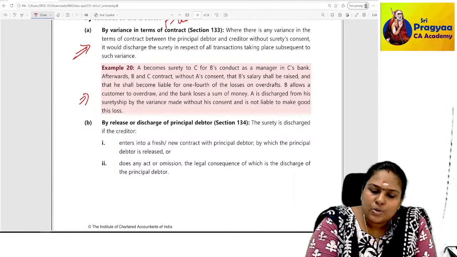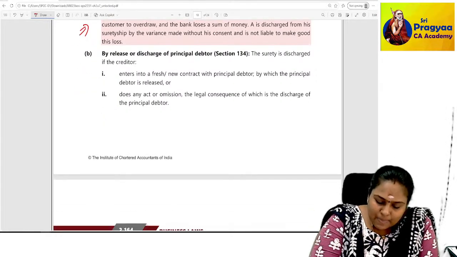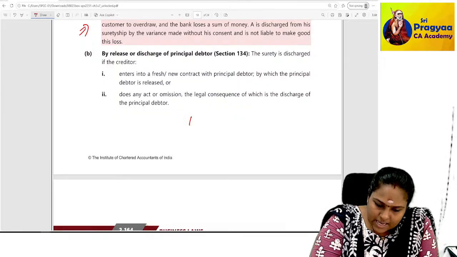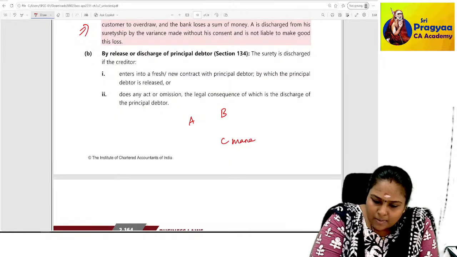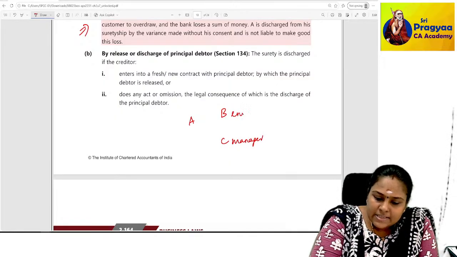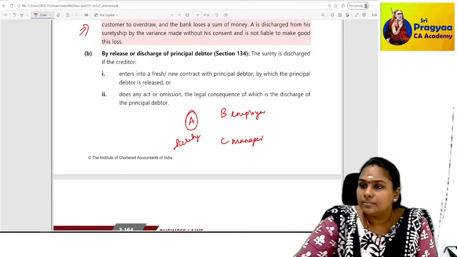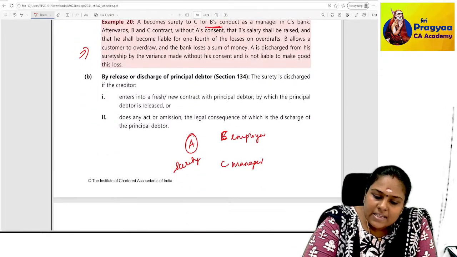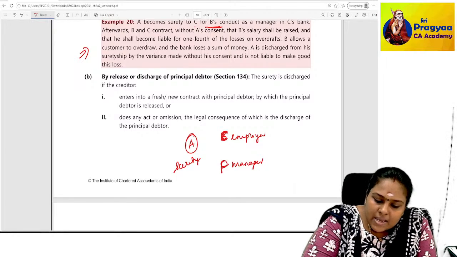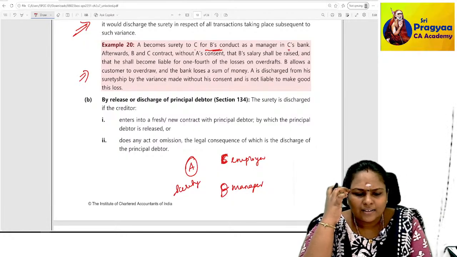A becomes the surety to C for B's conduct as a manager. Now, who are the three parties there? A, B, C. Correct? Now, C is the bank manager. Correct? And B is the employee. Okay. A is standing as a surety. A, exactly. Okay. Now, C is the employee and B is the manager. As the manager in C's bank. Enada idu?